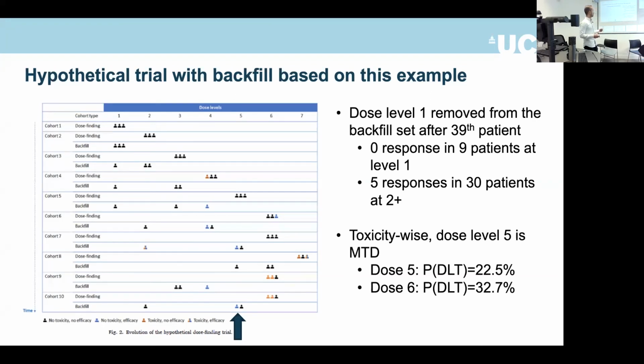And we proceed in this manner. At the end of the study, it turns out that dose level 5 is the MTD, the maximum tolerated dose, efficacy aside, toxicity-wise. Why is that? Because the posterior probability of DLT using the CRM approach is 22.5% versus 32% for dose level 6. And our target, if you remember, was 25%. So we select the dose whose risk of DLT is closest to the target.